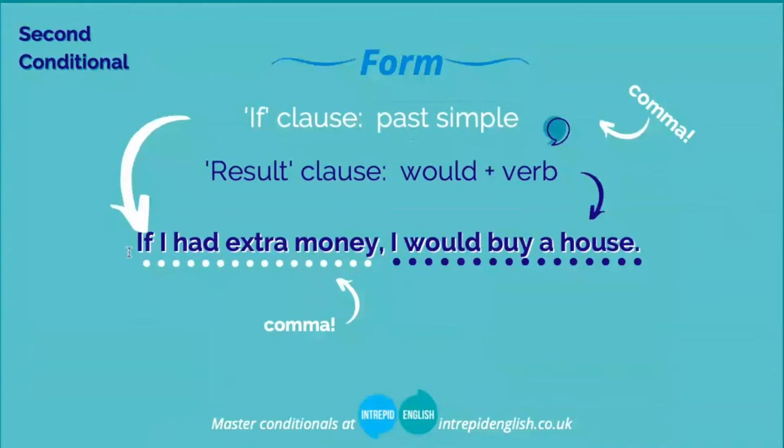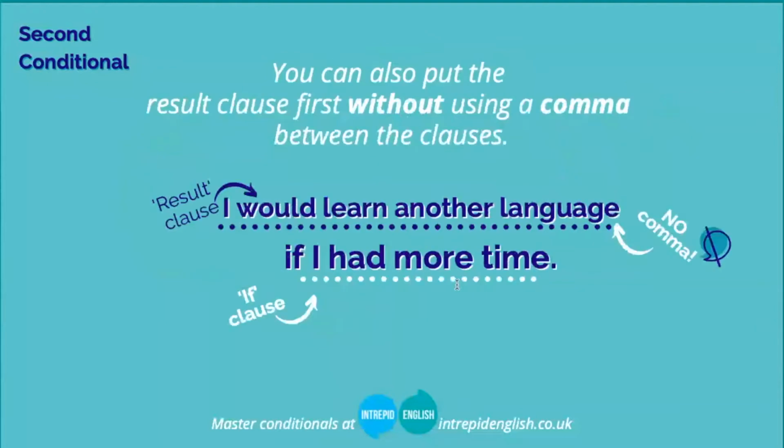Let's take a look at this example here. If I had extra money, I would buy a house. Although we're using had, which is the past simple, we're not talking about the past. We're talking about a hypothetical situation. If I had extra money, I would buy a house, but I don't. So I can't buy a house. Again, with the commas, you can put the if clause first with a comma, or you can put the result clause first, and there's no need for a comma.